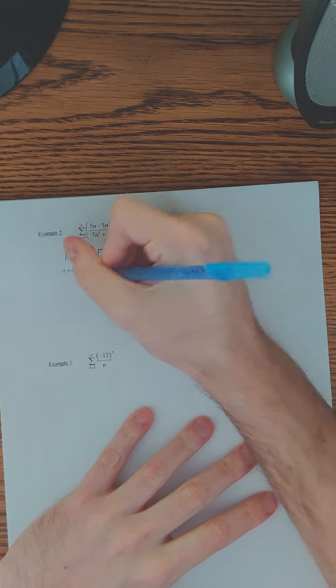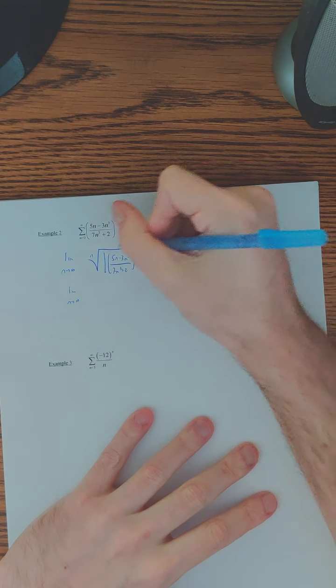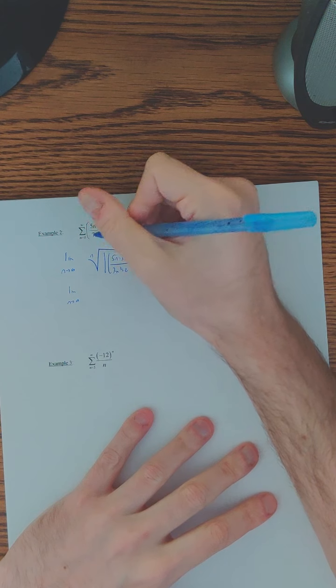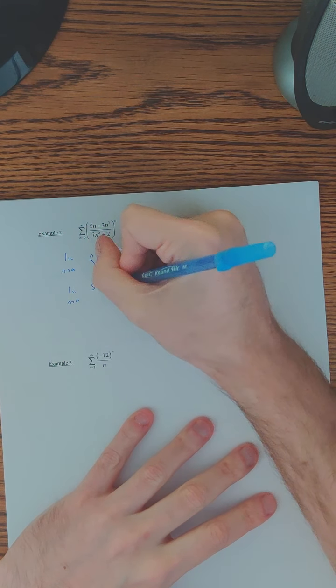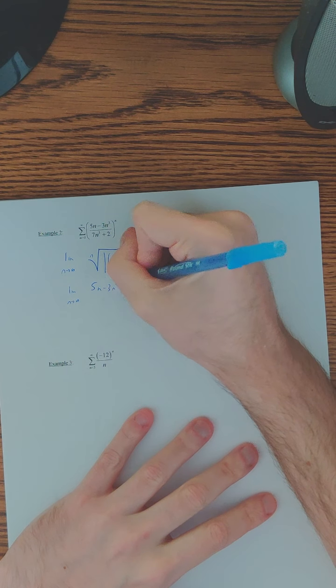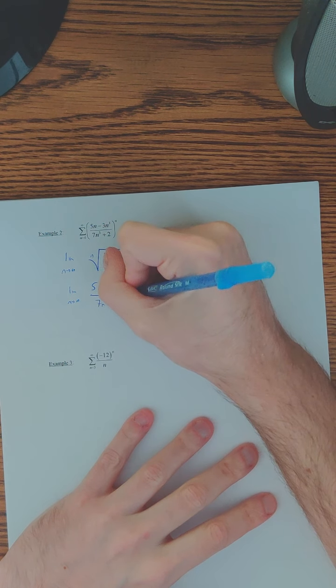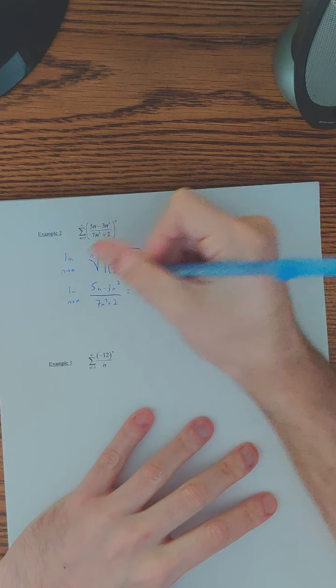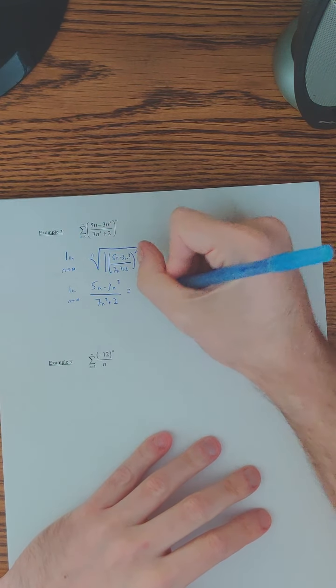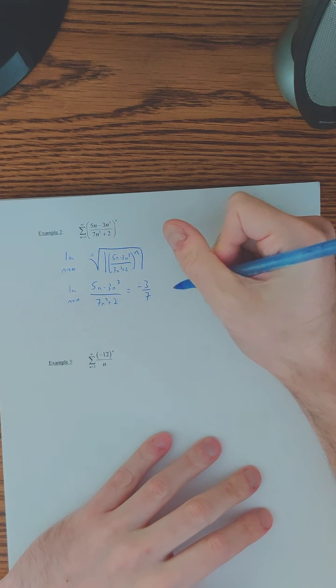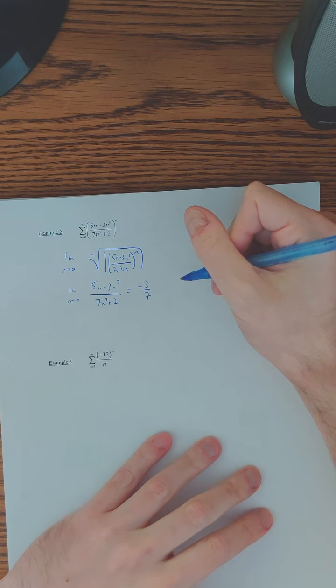I can get rid of the absolute values because this is always going to be positive when n gets large enough. And then I can take the nth root of this, and that's just the limit as n approaches infinity of (5n minus 3n cubed) over (7n cubed plus 2). And we know from our end behavior discussion at the very beginning of the year with limits, or L'Hopital's rule, or however you want to do this, that this is equal to negative 3/7.